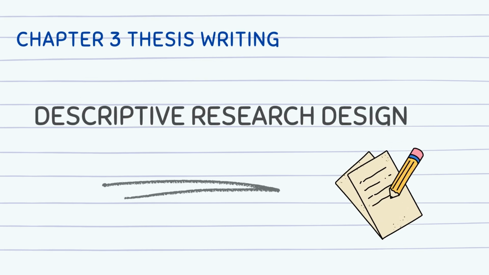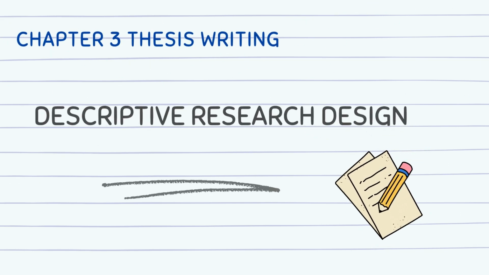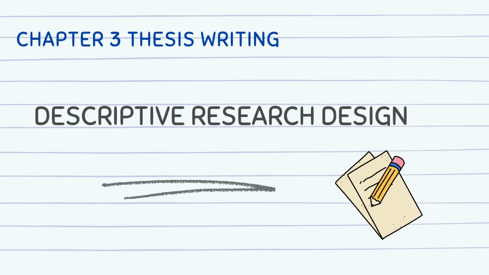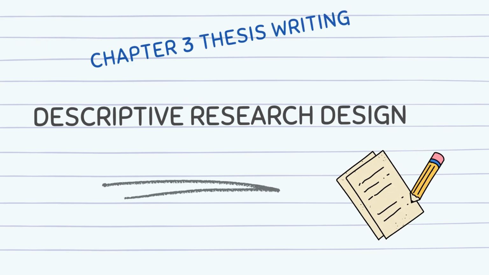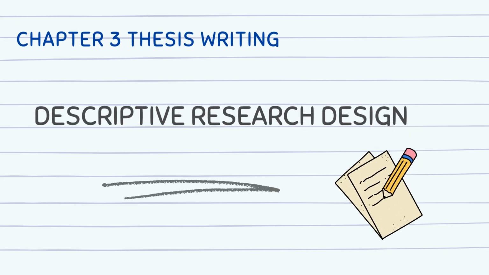Ethical considerations in descriptive research include respecting participants' rights, maintaining confidentiality, and ensuring that participation is voluntary. It is also important to disclose potential conflicts of interest or biases that may affect the interpretation of data. In the thesis methodology chapter, the discussion of descriptive research design must include a justification for its selection, particularly how it aligns with the research problem and objectives.